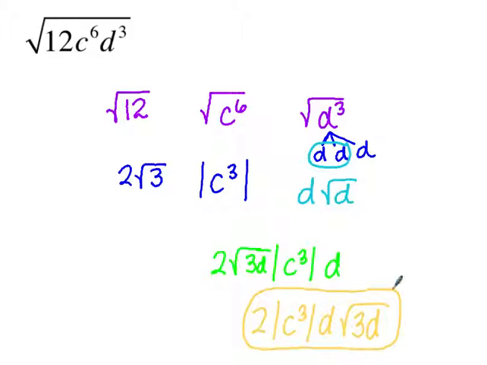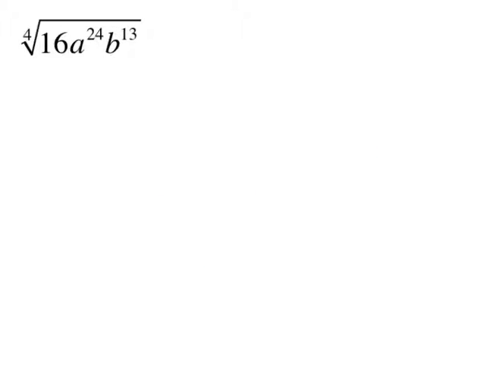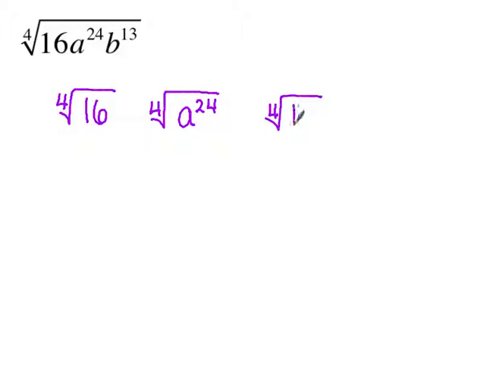Okay, so we're going to go ahead and look at another one. See how we do. Ooh, this one's getting a little interesting there. The fourth root of 16a to the 24th, b to the 13th. So I'm wanting to find the fourth root of 16, the fourth root of a to the 24th, and the fourth root of b to the 13th.